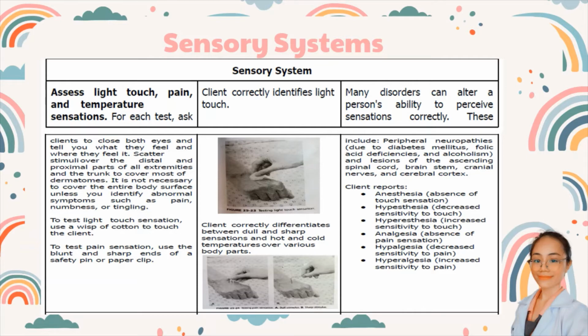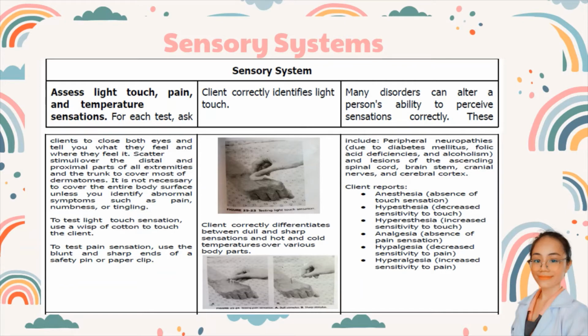For the abnormal findings, many disorders can alter the person's ability to perceive sensation correctly. These would include peripheral neuropathies due to diabetes mellitus, folic acid deficiency, and alcoholism, and lesions of the ascending spinal cord, brainstem, cranial nerves, and cerebral cortex.